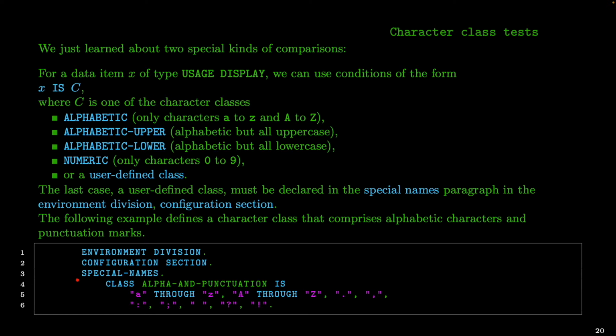So here I define my own character class, which I call alpha and punctuation. So that's the alphabetic characters, A to Z, lowercase and uppercase. So that's given by a through z lowercase and A through Z uppercase. And then I also include the punctuation characters. So period, comma, colon, semicolon, the space, question mark and exclamation mark. So I could test a string variable now against the class alpha and punctuation. And if it contains only alphabetic characters together with punctuation signs, then it would pass this test. Let's look at an example for that.